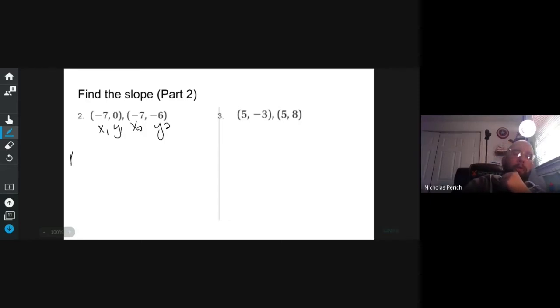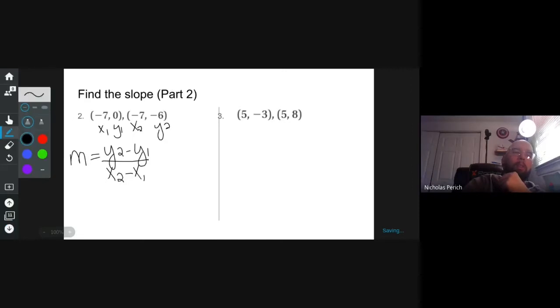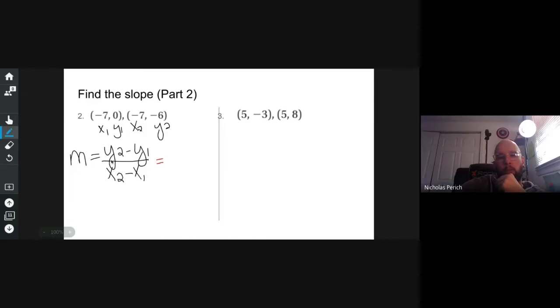So I'm going to write out the formula. Y sub 2 minus y sub 1 over x sub 2 minus x sub 1. I'm now going to start replacing things. Okay. So I'm going to substitute y sub 2 with -6. Always put a minus sign in the middle.